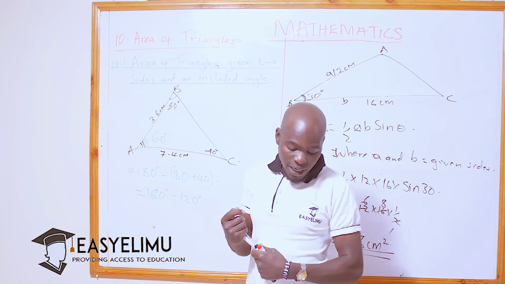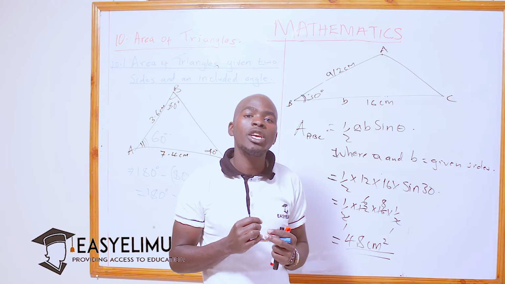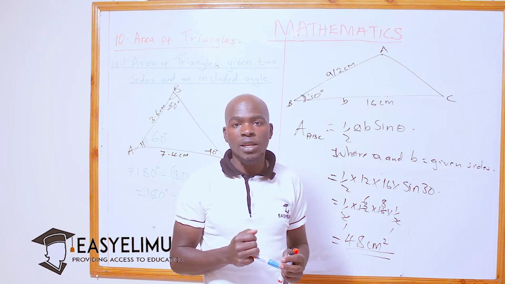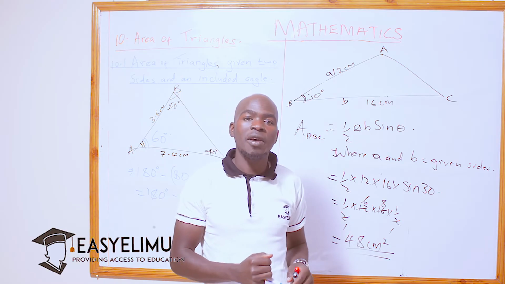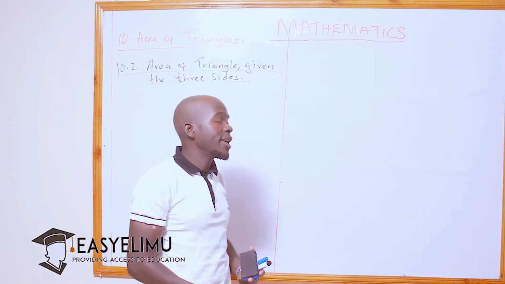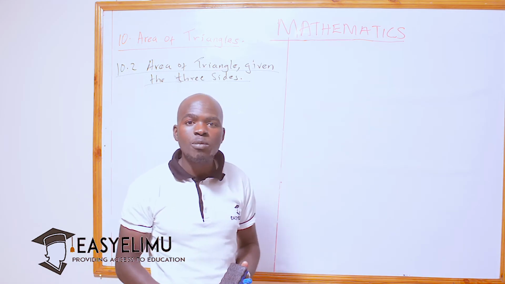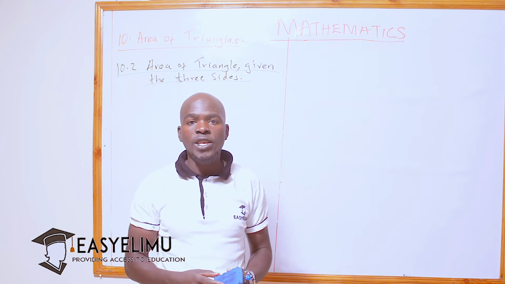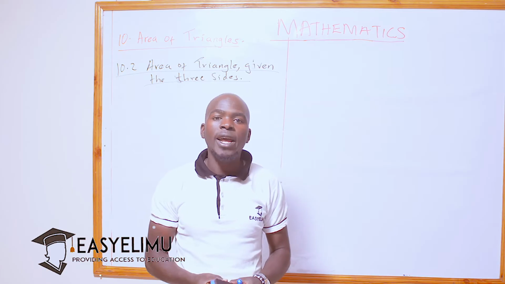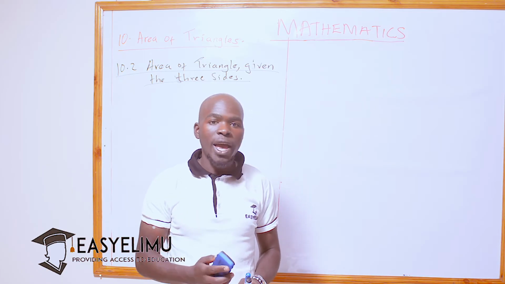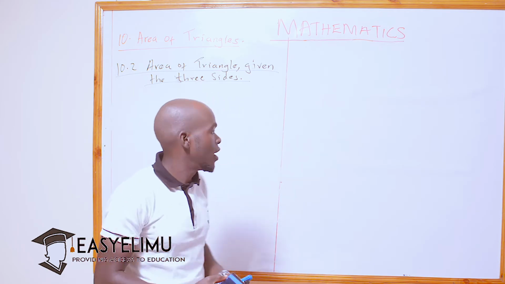In our next session, we shall see, in case we don't have the angles but we have been given the whole sides, that is the measurements of those sides, how we can find the area of that given triangle. We have already seen how to find the area in case we have been given two sides enclosing a given angle. Now we are going to see how we can find the area of a triangle given the three sides but denied the angles.